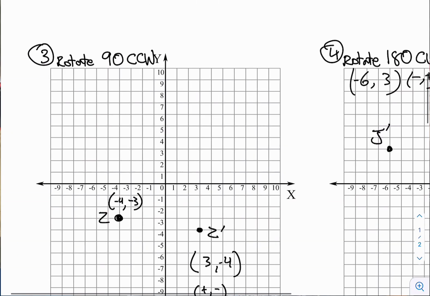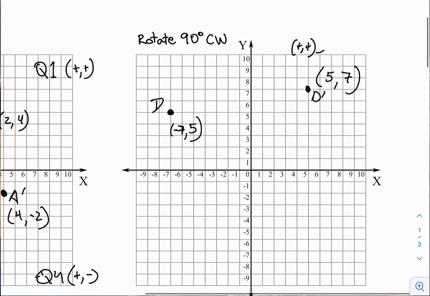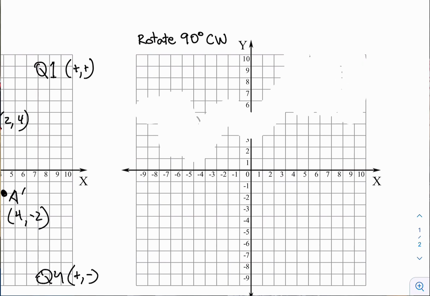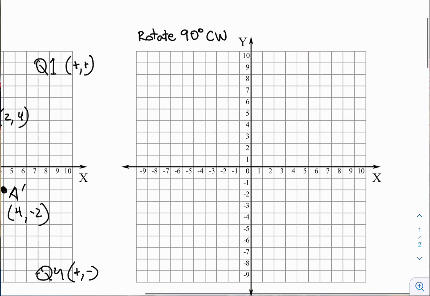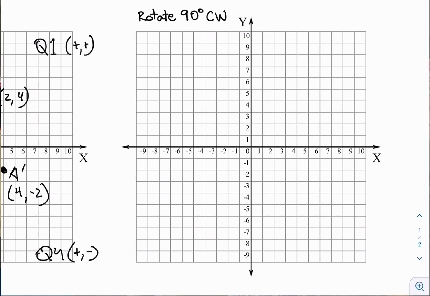How about one more? Nope, we don't have any more down there. Well, I'll just make up a new one right here. Let's do a whole different one. This one, rotate. We'll go counterclockwise this time. We'll put another point in there. So we'll put it right here. And that can be X. Okay, so we're going to go counterclockwise, which is going to go this direction.